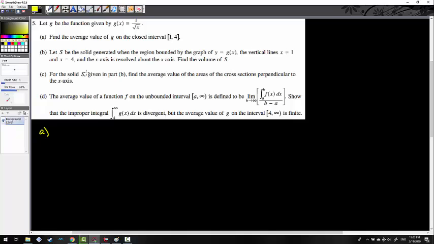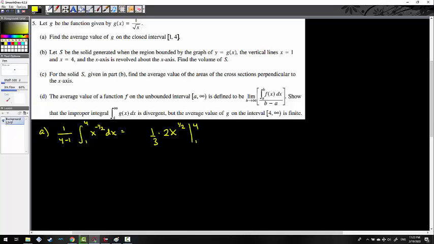This is A. Find the average value of g on the closed interval 1 to 4. When I hear the words average value, my first instinct is to go for 1 over b minus a times an integral. So, 1 over 4 minus 1, integral from 1 to 4. And I'm going to call it x to the negative 1/2. That's going to help me see the reversal of the power rule better. So that's going to be x to the 1/2 times 2 times 1/3 on 1 to 4.